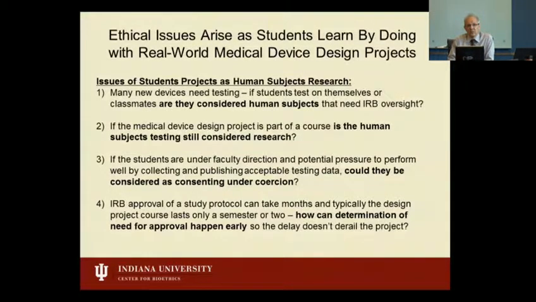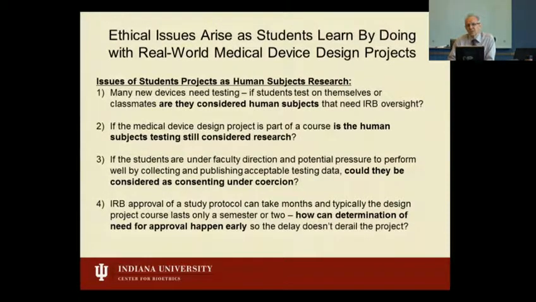For example, if they're testing with human subjects and they decide to test them on themselves or their classmates, are those students considered human subjects? And does that testing protocol need IRB oversight? And a major part of that is this is in a course, but if they're intending to do something more public with the data and they're collecting it systematically, does the human subjects testing they're doing really fall under research, or is it feasibility? Is it device testing? We'll talk about that issue.